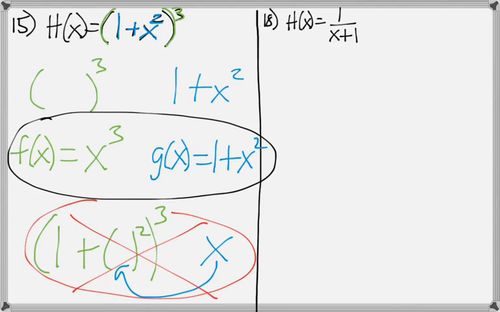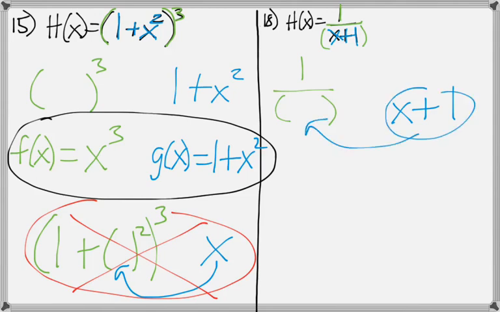Okay, so let's look at 18. This one, identifying the structure, is kind of maybe a little bit harder, but the main structure is the fraction. So we have 1 over this denominator. So this would be our main structure, and the inside of the function would be the x plus 1. So x plus 1. Again, if you were to plug this back into here, you would get the original function.